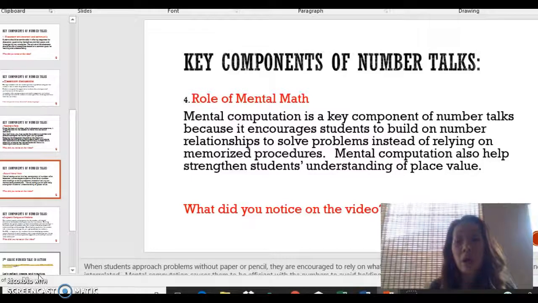So the whole purpose of number talk is to have the children do mental math in their head, just to come up with different strategies using what they already know and what other students are saying. They're not just using their fingers, and they're not just using paper and pen. So with number talk, students are encouraged and allowed to build on number relationships to solve problems.